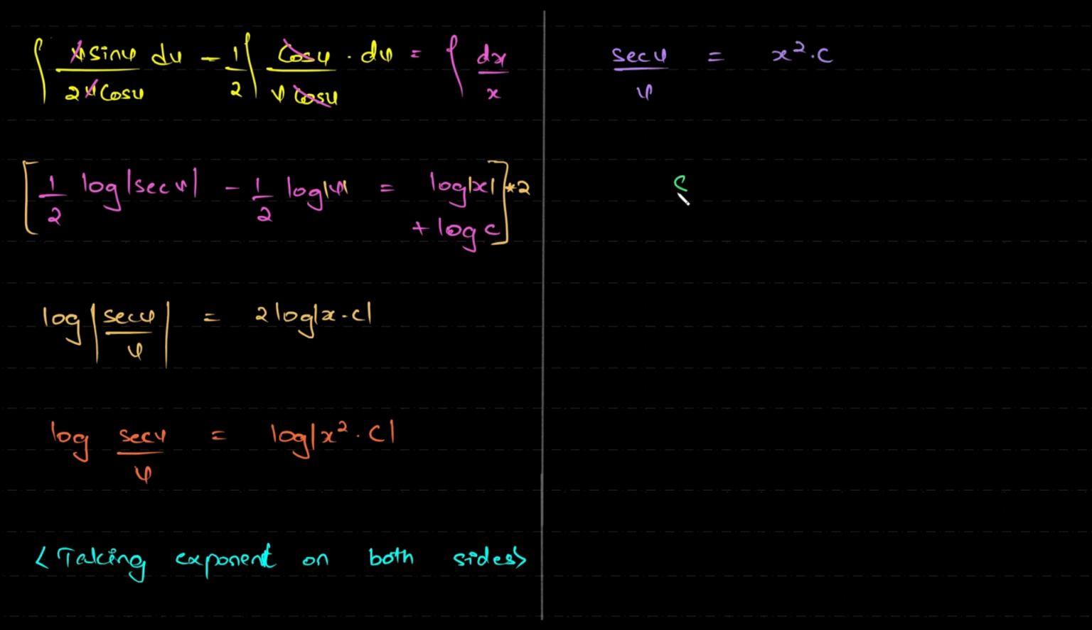And finally, substituting v is equal to y by x. This is secant y by x into x by y is equal to x square into c. So this and this will get cancelled. So we have, I don't know exactly how to express this. Let me take a second. So I'm just going to put this, guys. I mean, this is also, even this is okay.